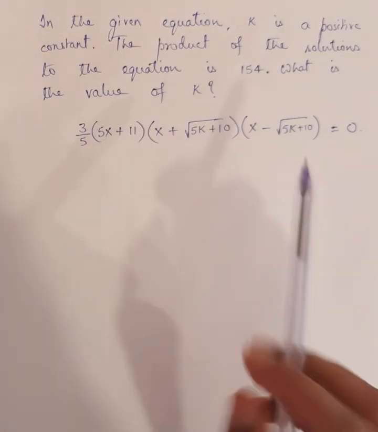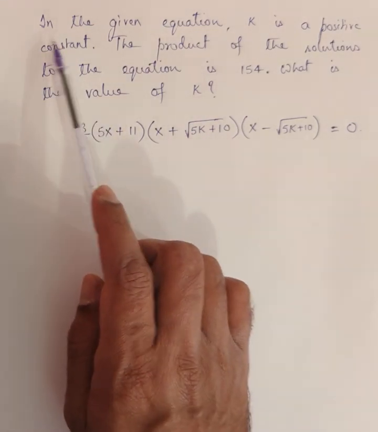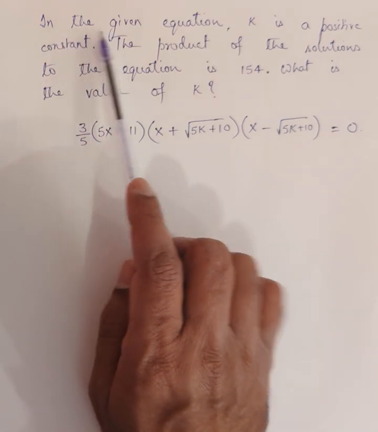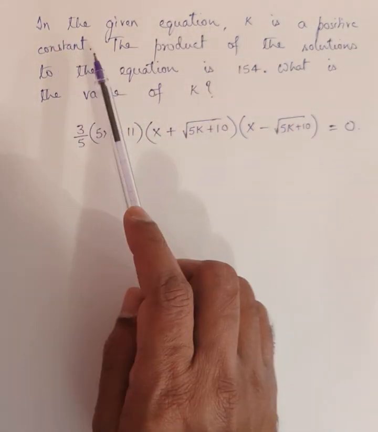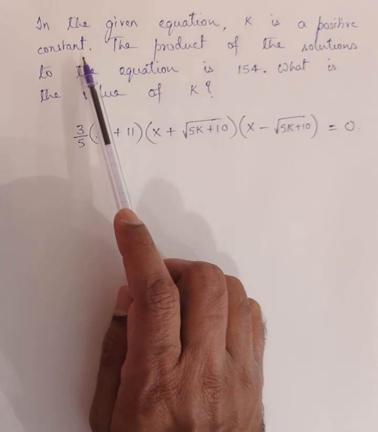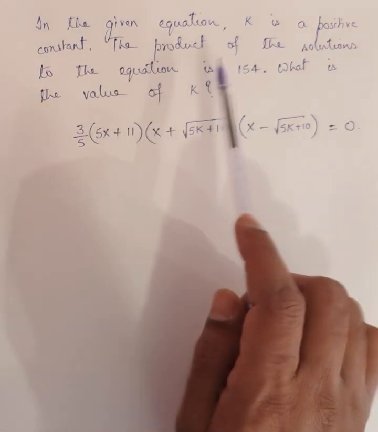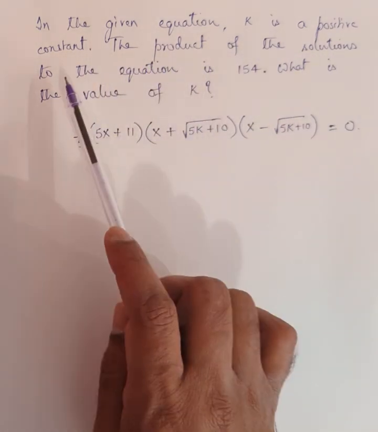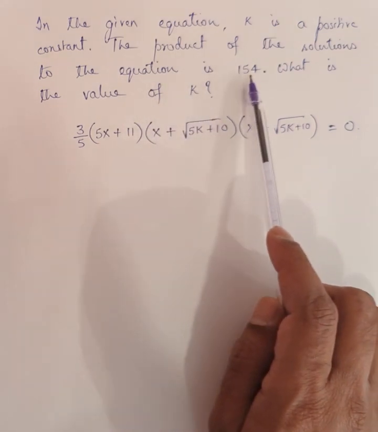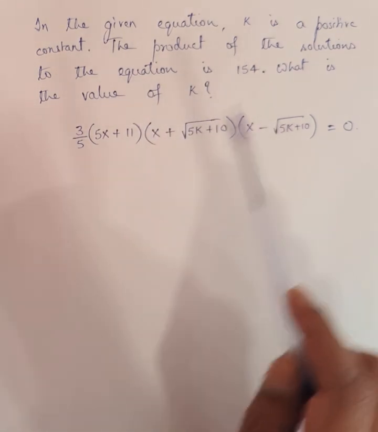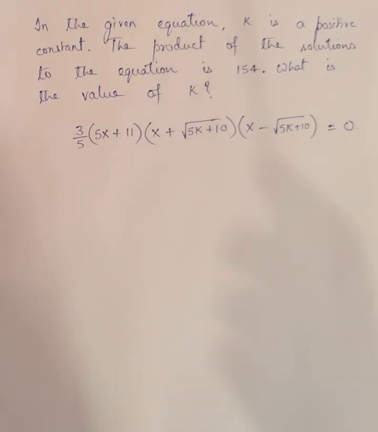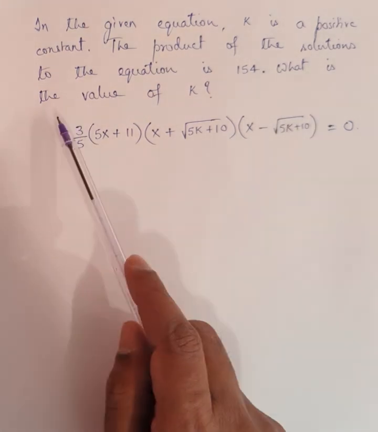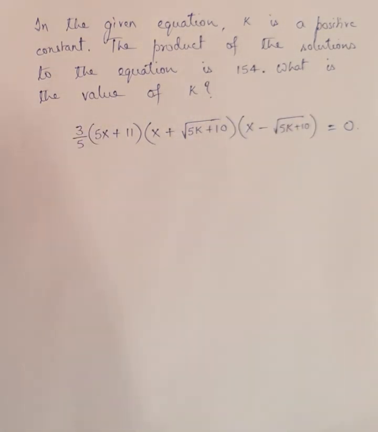Now this seems like a long problem, but it's actually much simpler. It says in the given equation k is a positive constant, so k is some number we don't know yet. The product of the solutions to the equation is 154. So when we solve and multiply all the solutions, we get this. And the question is, what is the value of k?